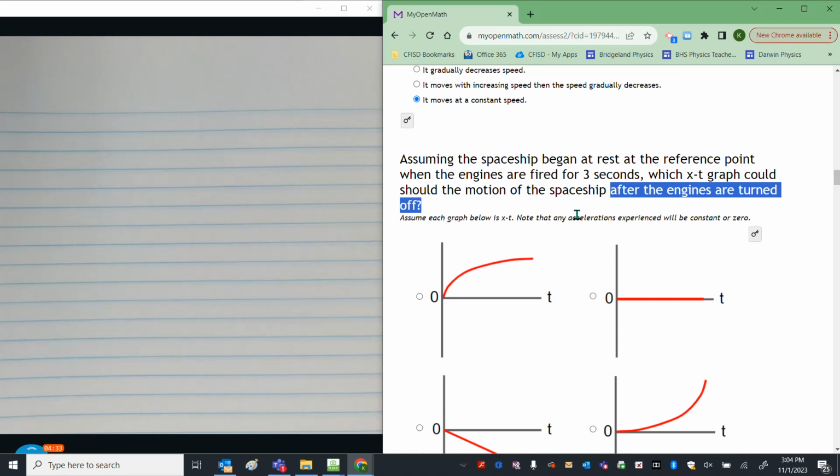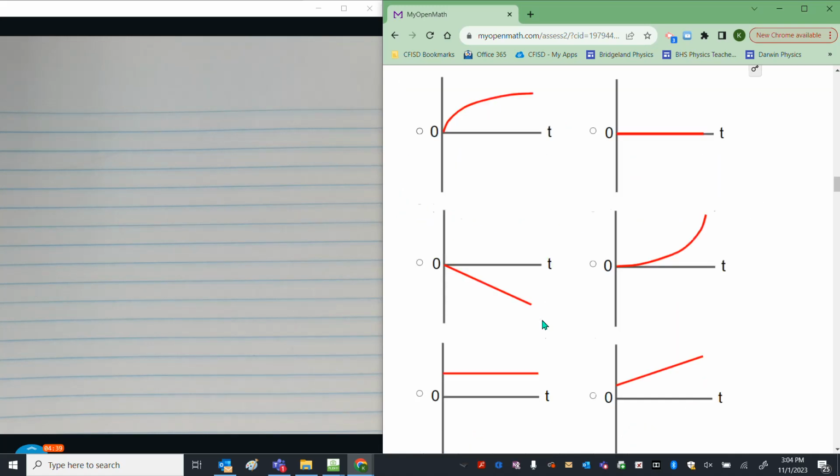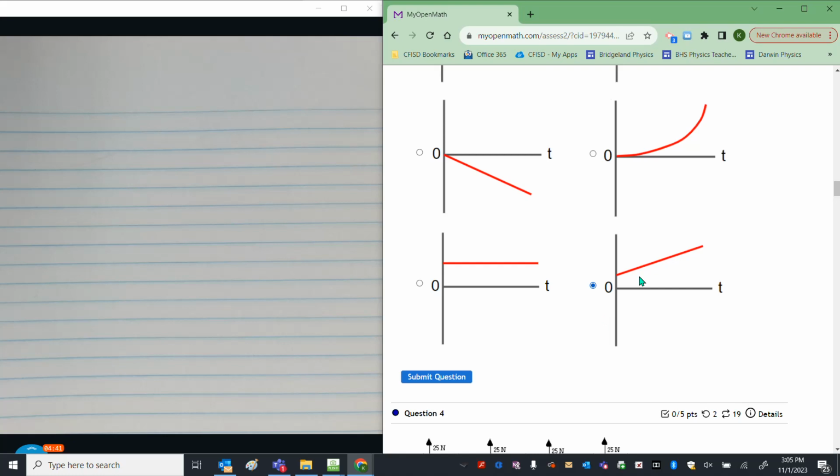Now we are moving at a constant speed away from the reference point. And so I'm going to select this graph here because on an xt graph, constant speed is a straight line. And so I do need to pick one with a straight line. I don't want to pick a horizontal line because that would mean I'm at rest. And I don't want to pick one that starts at the origin because that is the reference point.